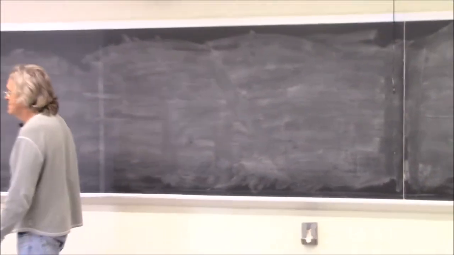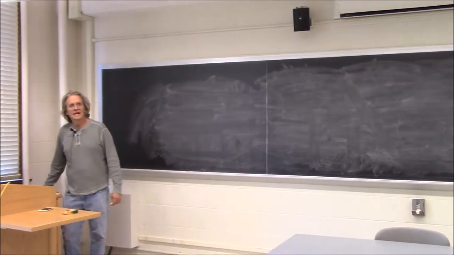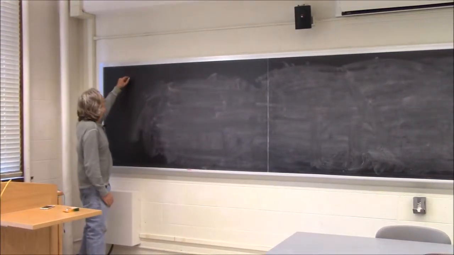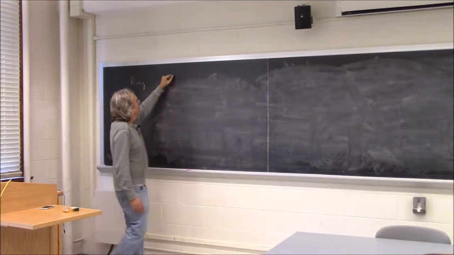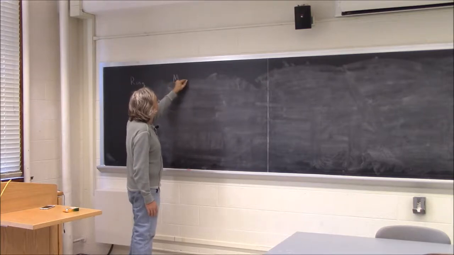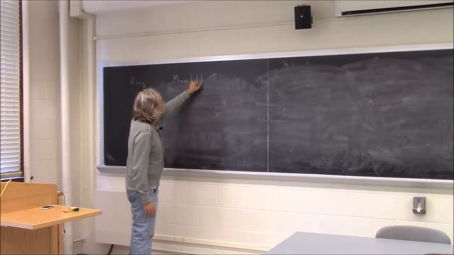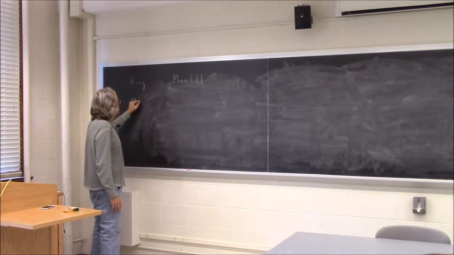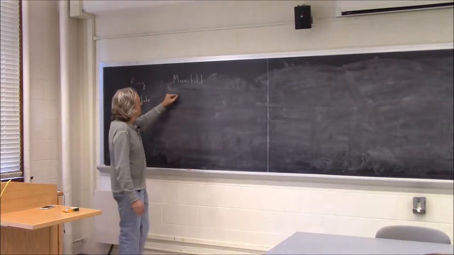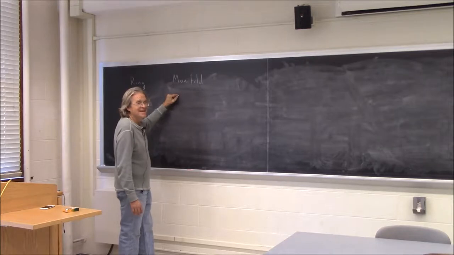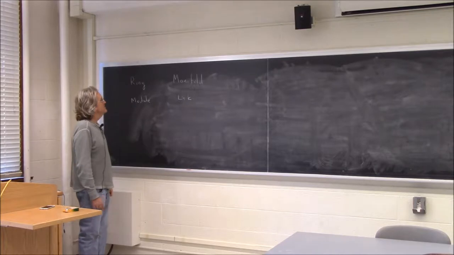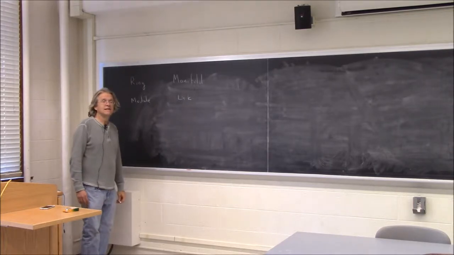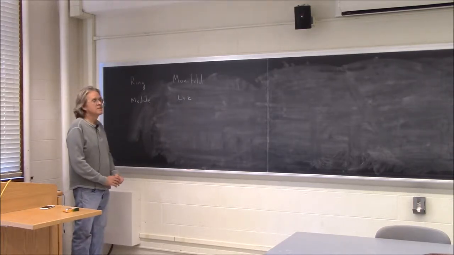Okay. So there's an analogy between algebra and topology that actually is sort of a big deal. Here's a ring, and here's a manifold, and then here's a module, and this is a knot or link. And this has been a big deal in arithmetic geometry in recent years.